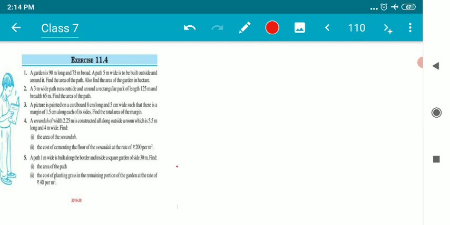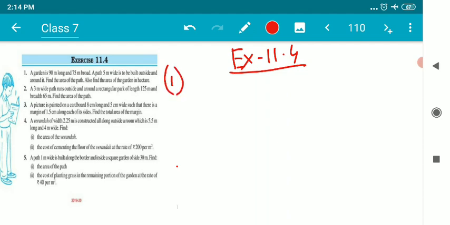So children, in this video we are going to understand some basic calculations on perimeter and area of some rectangular gardens and some square gardens. So let us understand the first question of exercise 11.4. Exercise 11.4, question number 1.